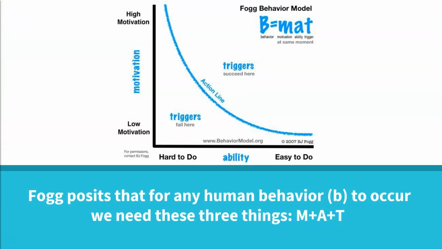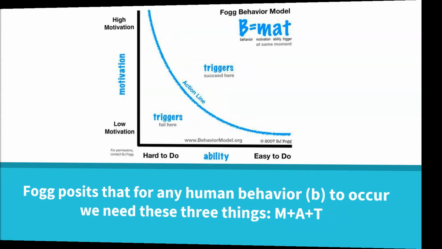So, introducing the Fogg behavior model. He posits that for human behavior B to occur, we need three things: M, motivation; A, ability, how easy or difficult it is to do; and T, a trigger. This is sometimes called a prompt, or P. You'll even see that later in these slides. So to get a B, you need sufficient M, A, and T. This model works for both offline and online.